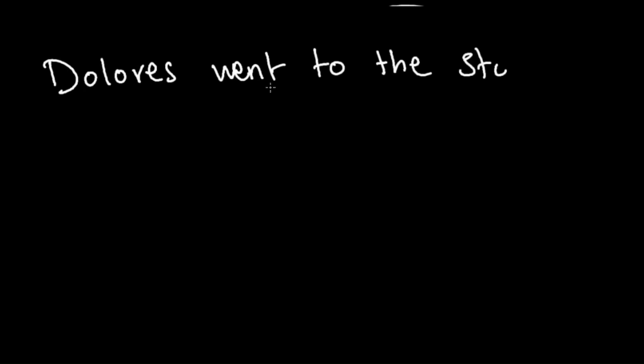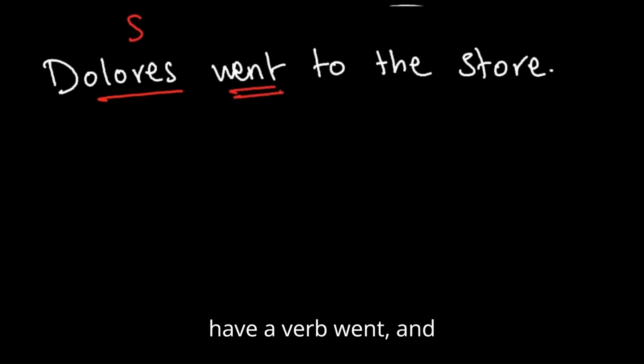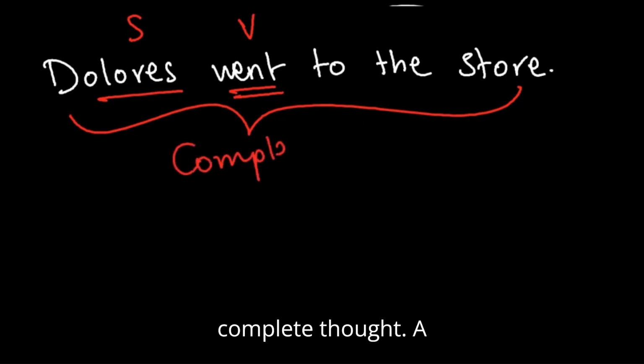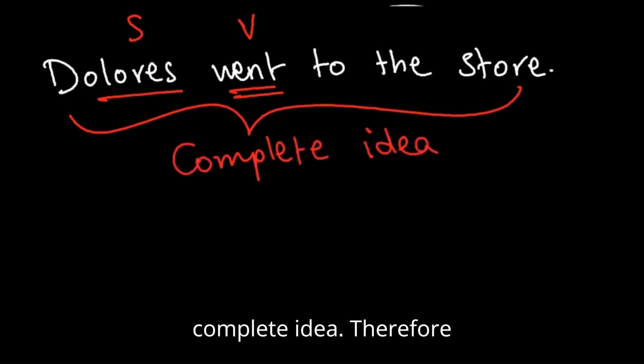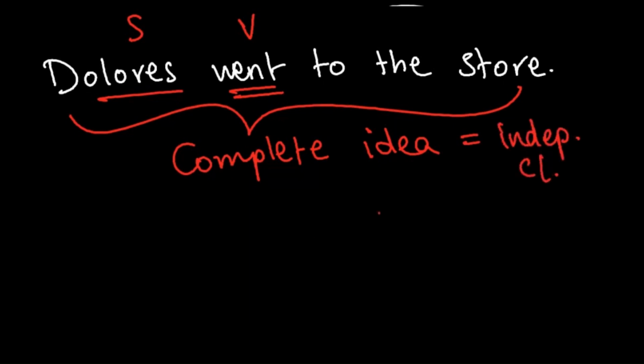Let's look at an example of an independent clause. Dolores went to the store. Here we have a subject, Dolores, and we have a verb, went, and the group of words conveys a complete thought, a complete idea. Therefore, this is an independent clause.